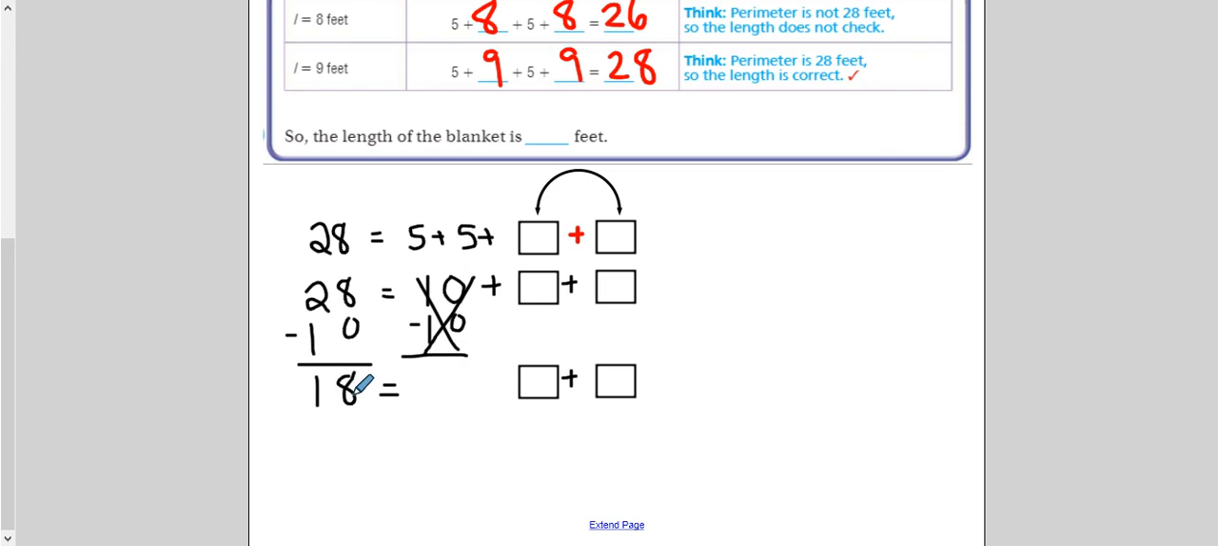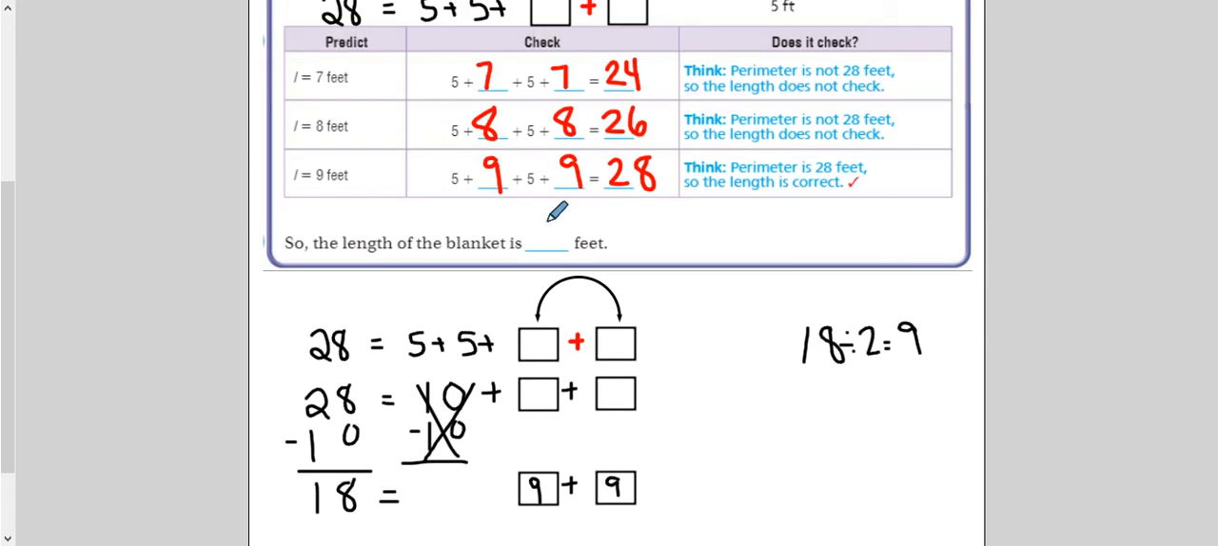Now, there's a couple of ways that you can do this. If you know your addition facts and you know your doubles, real easily you can see that that's 9. The other thing that you can do is say, I have 18, and I have to divide that into two groups right here. So 18 divided by 2 equals 9. That is what makes the length of this blanket 9.